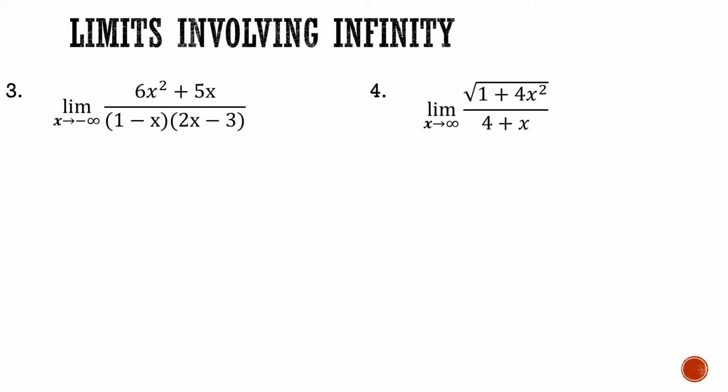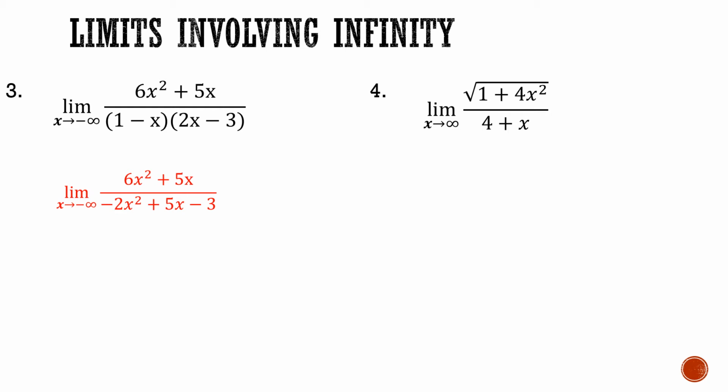Okay, let's look at 2 more examples. So in this first example, in number 3, the very first thing I'm going to do is distribute or FOIL out my denominator. So when I FOIL out my denominator, I get negative 2x squared plus 5x minus 3.